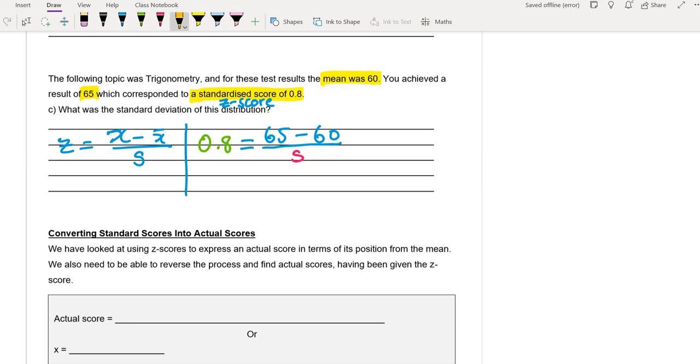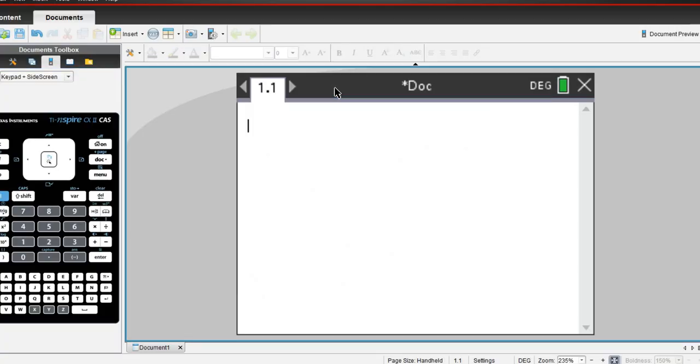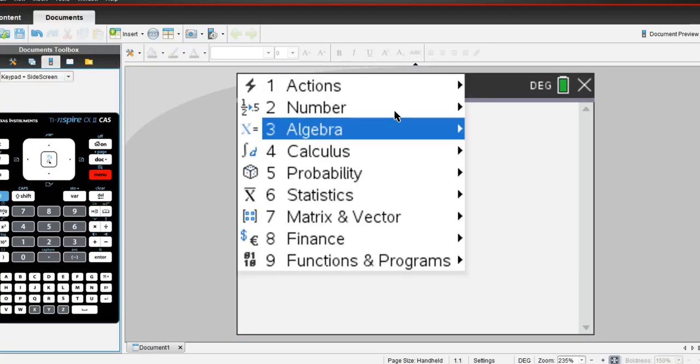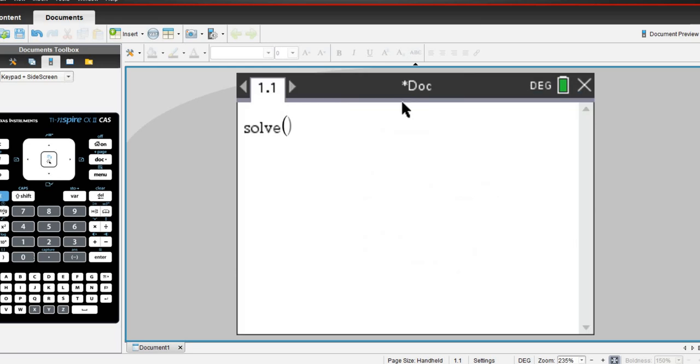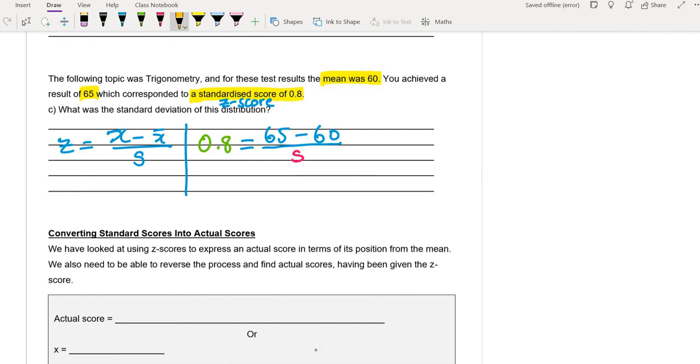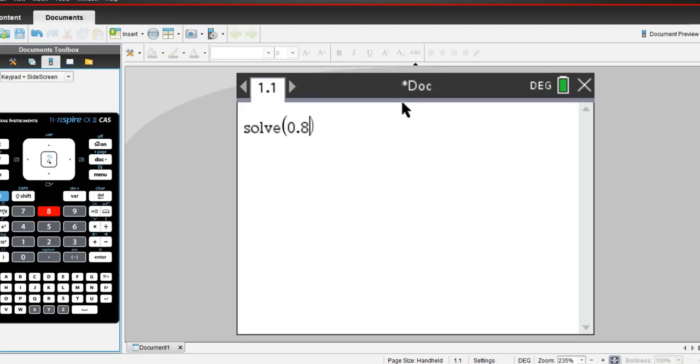Obviously, if you're good at algebra, you can just solve for S by hand. However, my recommendation would be the CAS, to use the solve button. So it could be literally as simple as just going into menu, algebra, solve, and you write down the equation that you have in front of you, which is all of this. So you make sure you include everything, like the equal sign and the letter as well.